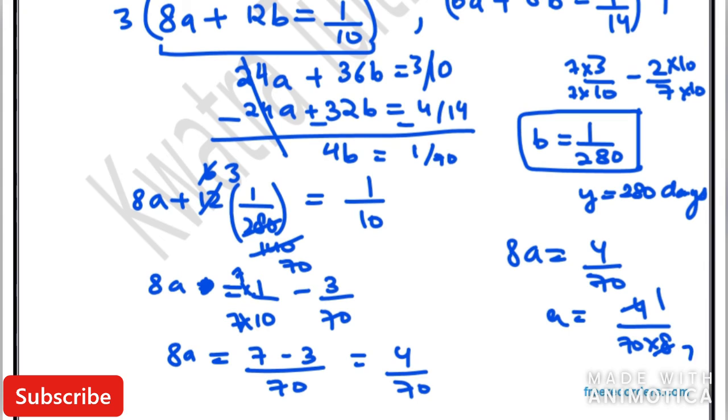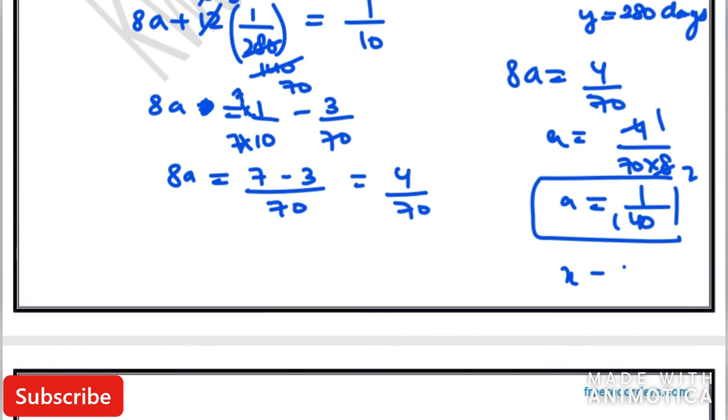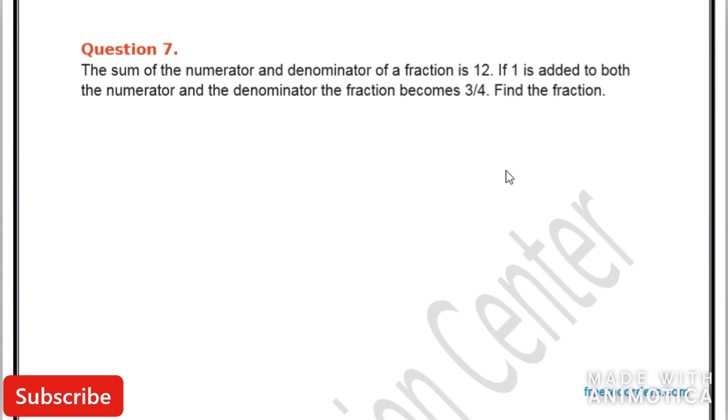A will be equal to 4 over 70 into 8. So 1 over 2, so 1 over 140. That means my A is 140. And my B, the reciprocal of A, so it will be 140 days. Therefore, you can write that one man can finish the work in 140 days.